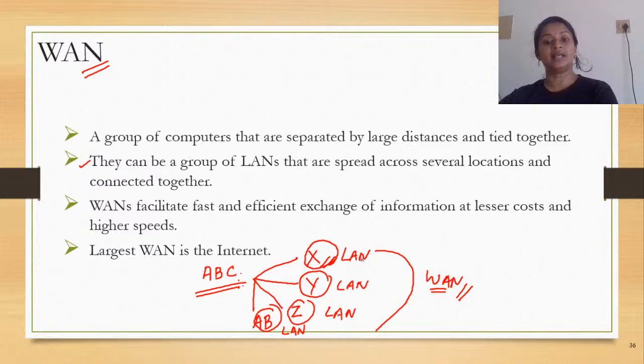So when all these local lines are connected with the help of a WAN or a bigger network, this WAN would facilitate fast, efficient exchange of information at lower cost and at higher speeds. The largest WAN is the internet, which makes the world a much smaller space by connecting every point in the globe and making it reachable.